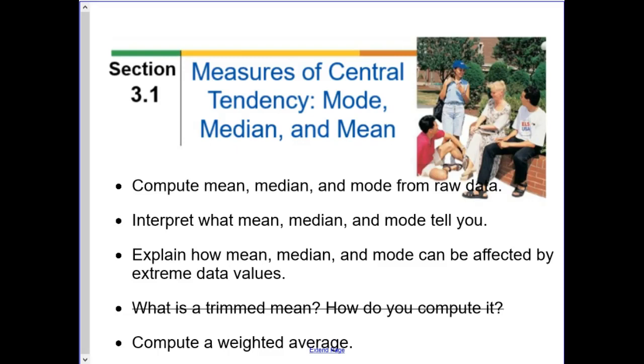Hey there, statistics class. I know you're really missing my face, but there's just so much information in this lecture 3.1 on measures of central tendency that I didn't want to get my mug in the way.